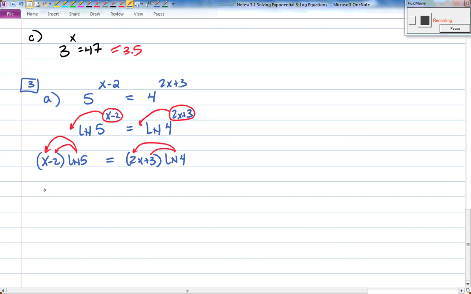To get, here's my line of algebra. x times the natural log of 5 minus 2 times the natural log of 5 equals 2x times the natural log of 4 plus 3 times the natural log of 4. So see how chunky that looks? But the natural log of 5 is just the number 1.6, and the natural log of 4 is just the number 1.4, right? We have to isolate the x, right? Remember, our whole goal is to get x by itself. I'm going to highlight for you the terms that have an x in them.